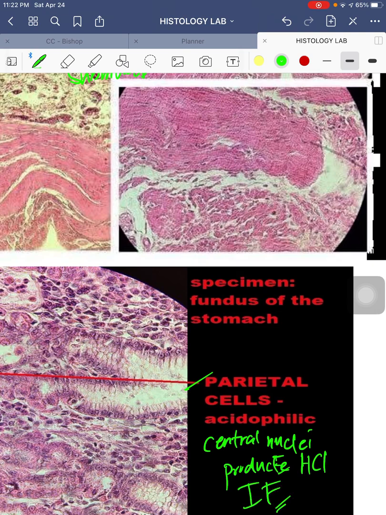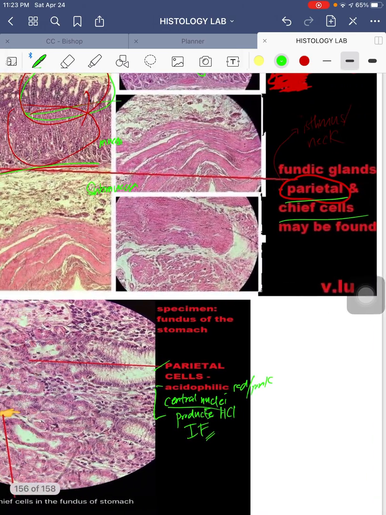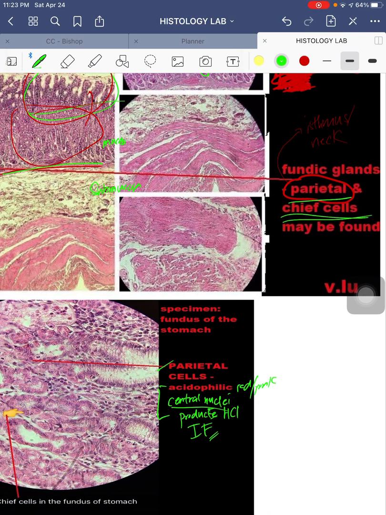So intrinsic factor is needed to help aid in the uptake of vitamin B12 in the intestine later on. So if you lack that factor, there are specific pathologies involving that. Nonetheless, histologically, we can identify parietal cells as being acidophilic, or red, pink in color, and having a central nuclei. Okay, one other cell that may be found is your chief cell.